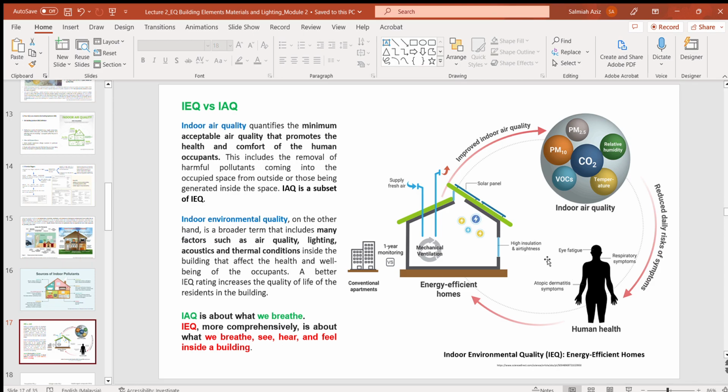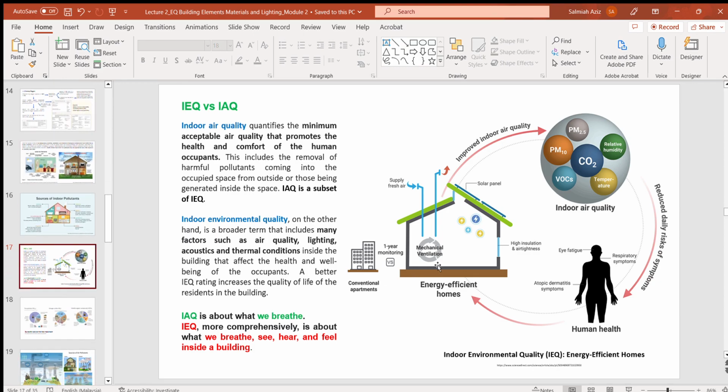Okay, high insulation or air tightness. This might be for overseas, but in our scope we are in tropical conditions. We can check our tropical condition design, which should reflect environmentally friendly design. And also supply fresh air. Alright. And there should also be monitoring of the air temperature or thermal comfort of the building.